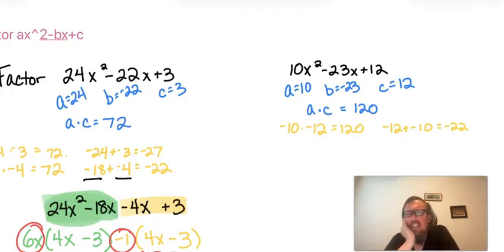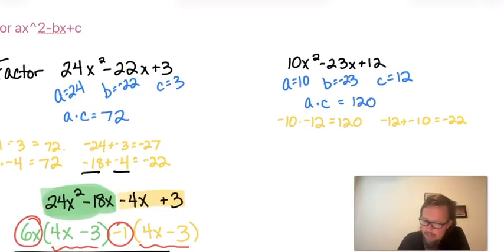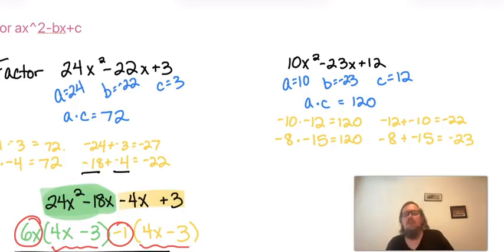So I want to try a number that's kind of close to negative 10. Let's see, will 9 work? No, but 8. 8 will work. 120 can be divided by 8. Negative 8 times, what would that be? Negative 15. Negative 8 times negative 15. Does that work? Yep, that's 120. Oh, hey, that does work. Negative 8 plus negative 15 is negative 23. Aren't we smart? Cool. So our two numbers are negative 8 and negative 15.